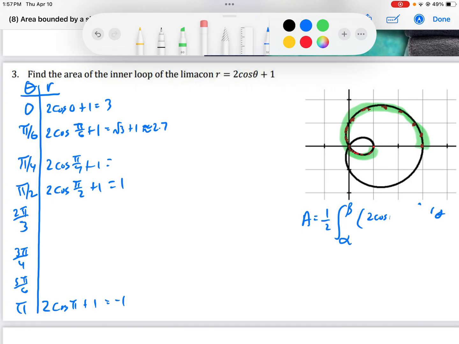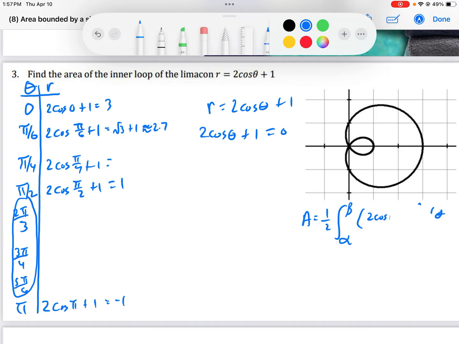All right, so I need to find out when that r number is 0. We're doing that again. So I'm going to say, okay, it's going to be one of these, right? I could be guessing and checking, or I could set this equal to 0, this is my r number. I want to see when that is 0. So subtract 1, divide by 2. When is cosine equal to negative 1/2? Well, that's when theta is 5 pi over 6, right? Is that right? Negative 1/2? Oh, wait, no.